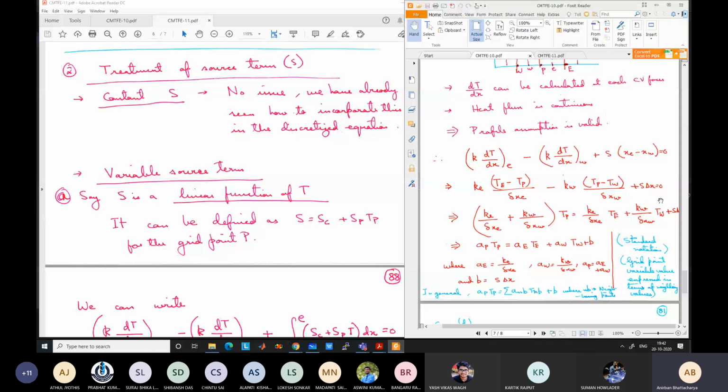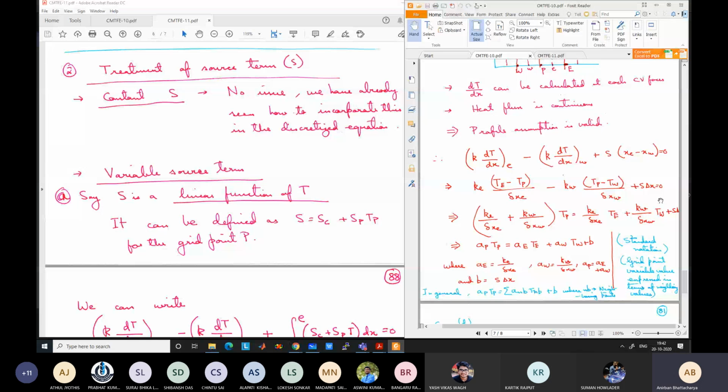This is a special case, and an important case, because in real life in many cases the source term is some function of temperature. For example, the source term at a place may be due to some heat transfer. So you are solving a 2D problem, and you are unable to take the third dimension into the picture.